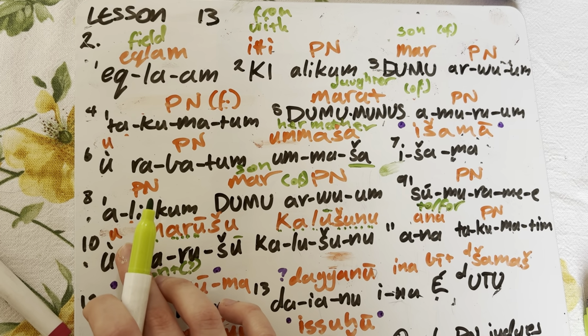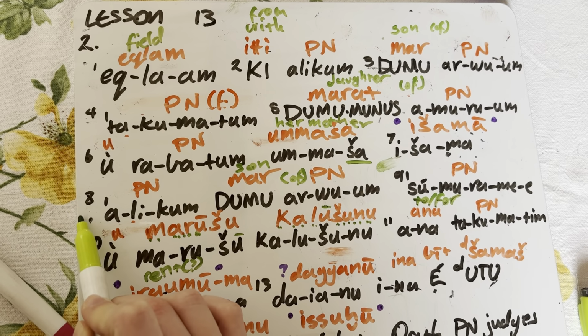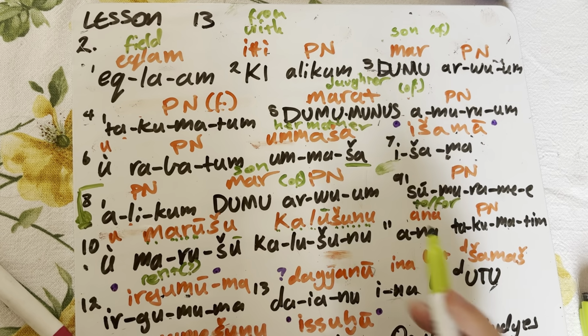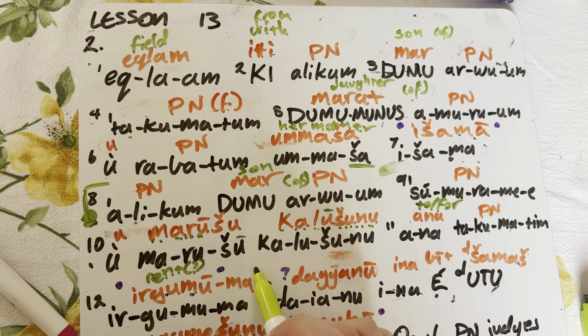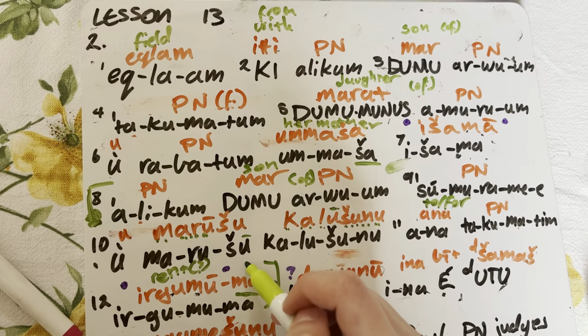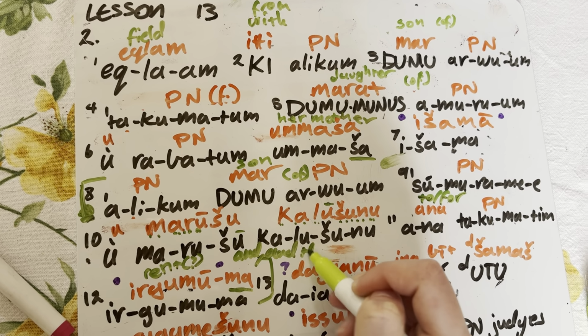Okay. So it's from here. It's getting a little busy. I need to just see where I'm reading from. So it's from here through to here. And this little part here, this ma, means and or and then.